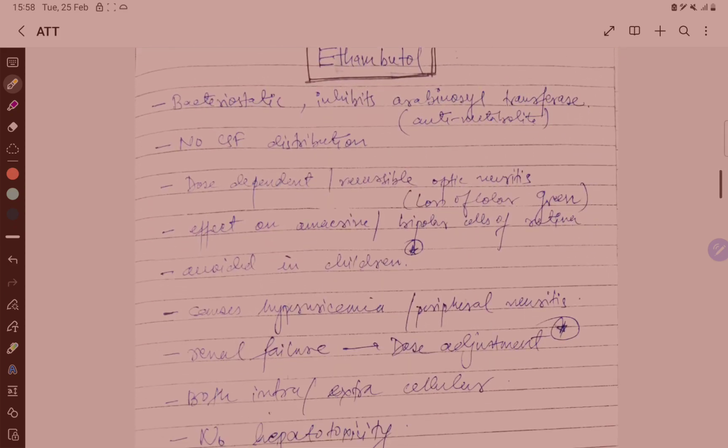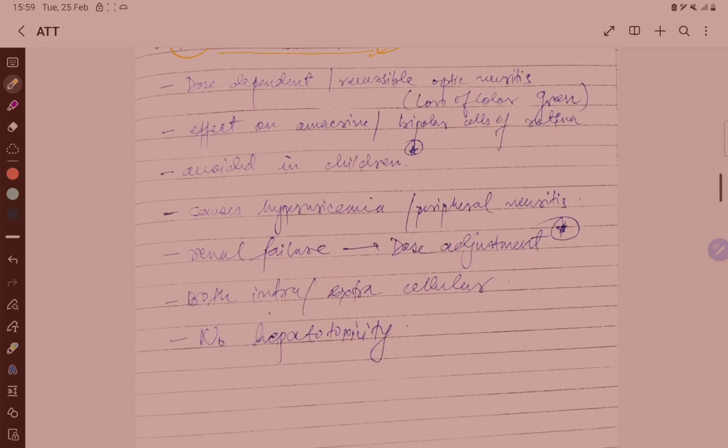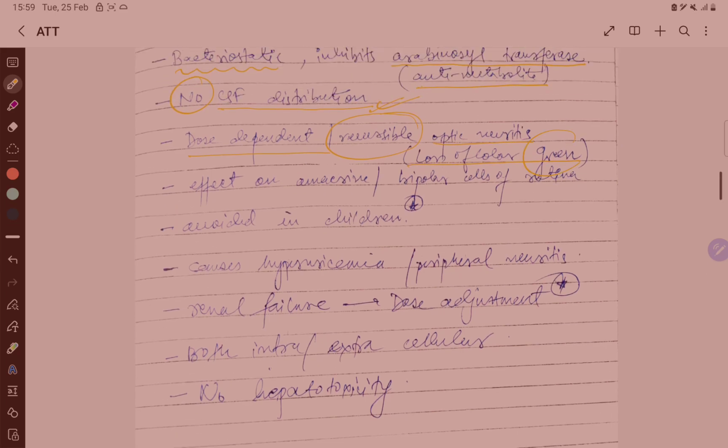Now ethambutol is the only bacteriostatic drug among the 4 anti-TB drugs. It inhibits arabinosyl transferase. There is no CSF distribution, very, very important. It is dose dependent, and optic neuritis can be caused, which is reversible. It also causes loss of color vision, red-green color blindness. So there is green color deficiency, causing dose dependent reversible optic neuritis.